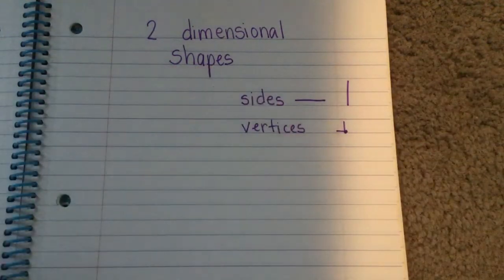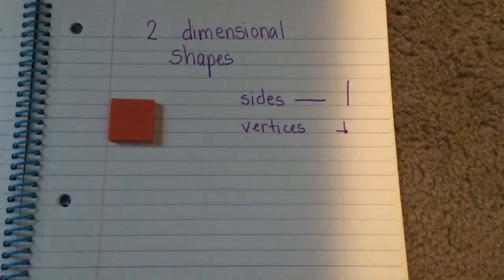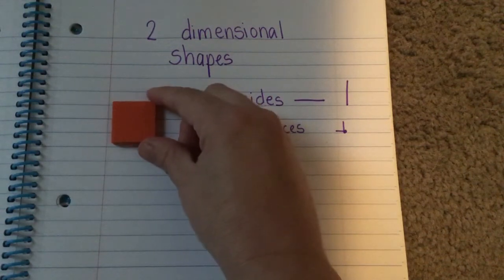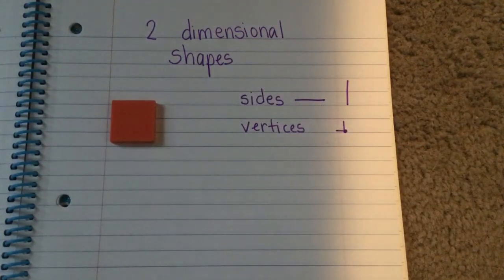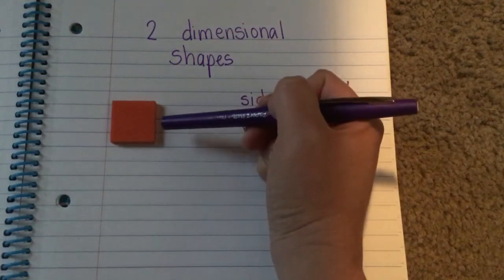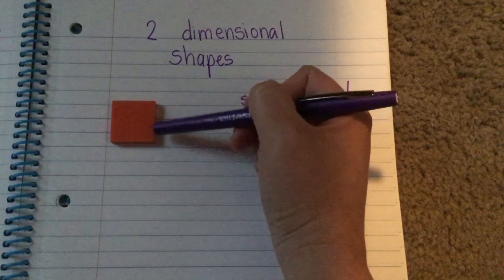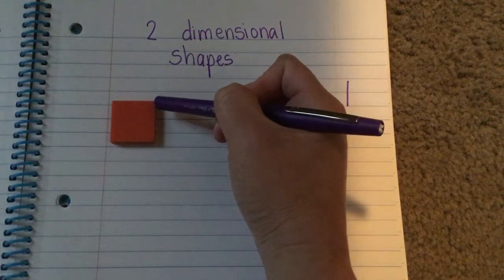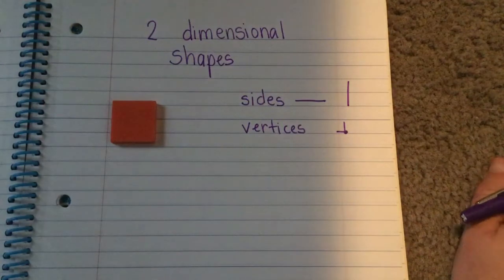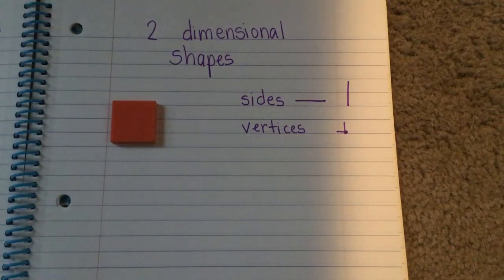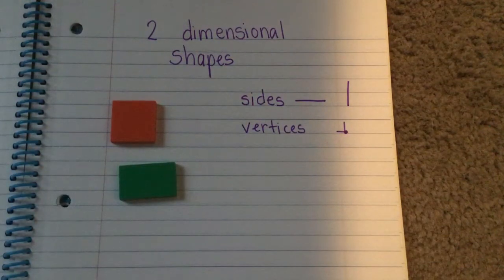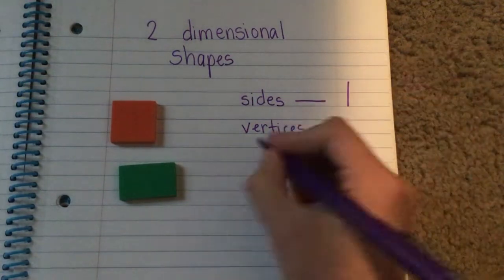Now, this shape is a square. What's special about the square is it actually is also a rectangle. It's a rectangle because it has 4 sides. The square is special though, and the reason why it's called the square is because it has 4 equal sides. If I were to measure each side, they'd be exactly the same, and that's what makes it a square.